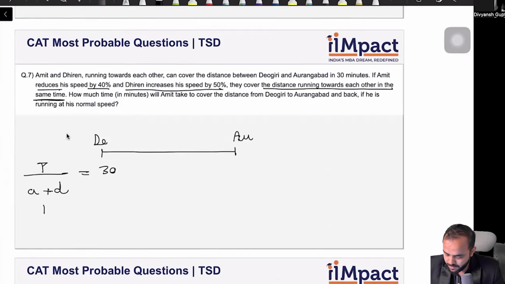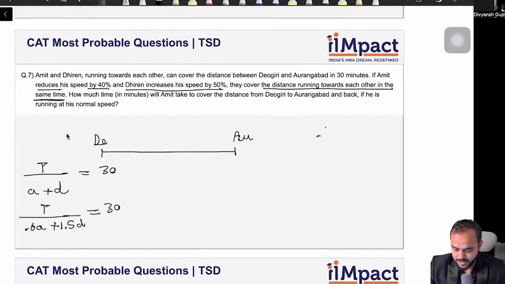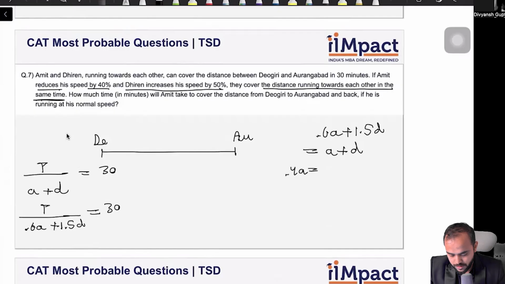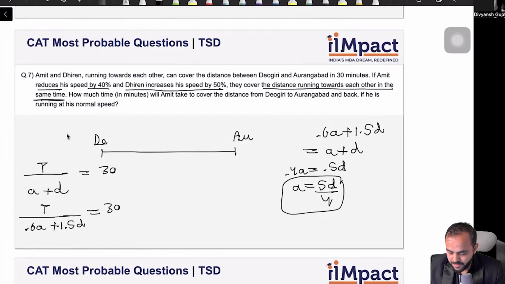It is also going to be the same as t divided by, if I reduce Amit's speed, it will become 0.6 a, and Dhiren's speed increases by 50%, so 1.5 d. This should also be 30 minutes, which means 0.6 a plus 1.5 d should be equal to a plus d, or 0.4 a is equal to 0.5 d, or a is equal to 5 d by 4. All right. Now, how much time will Amit take to cover the distance from Devgiri to Aurangabad and back if he's running at his normal speed?